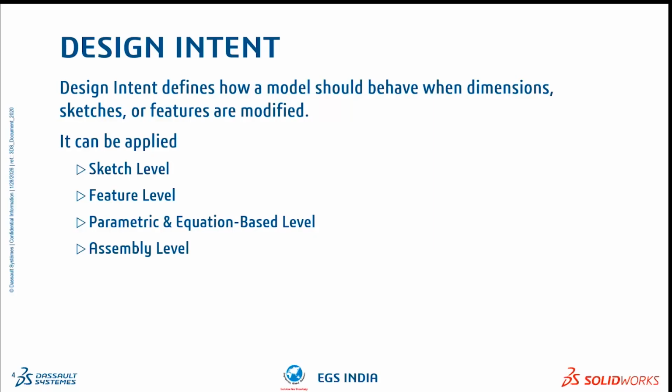In sketch level, design intent controls how our sketch behaves when dimensions change. It helps to maintain the shape and position during modifications. Design intent at the sketch level forms the base for a stable model. In feature level, it defines how our features will react to design changes. It is captured in the order of the features in the FeatureManager design tree. Capturing the right design intent reduces rebuild errors when editing or modifying.